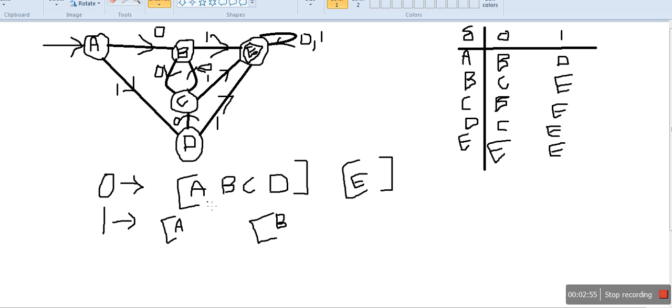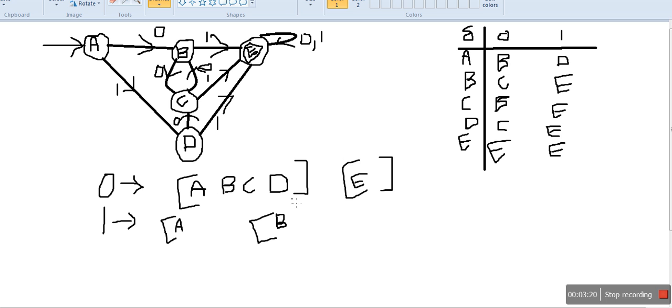Now check A and C. A on 0 goes to B, C on 0 goes to B. Both are the same state, so no problem. A on 1 goes to D, C on 1 goes to E. Since D and E are not in the same class in the above step, we cannot put C with A.